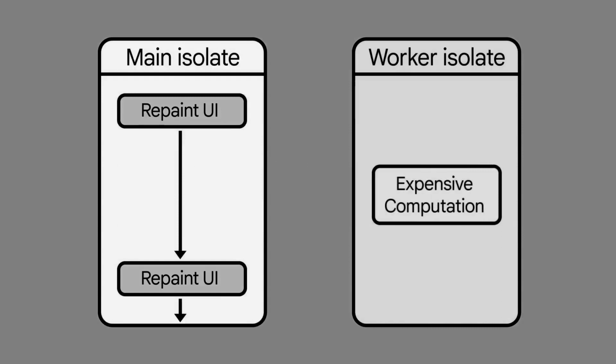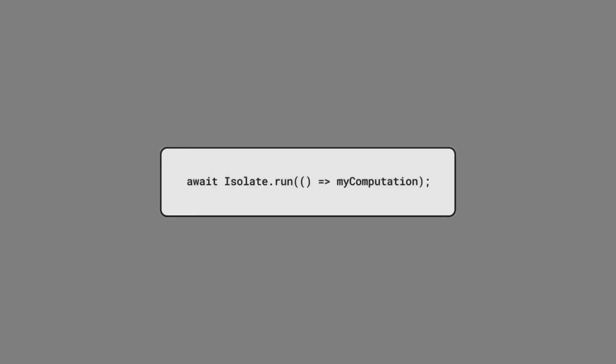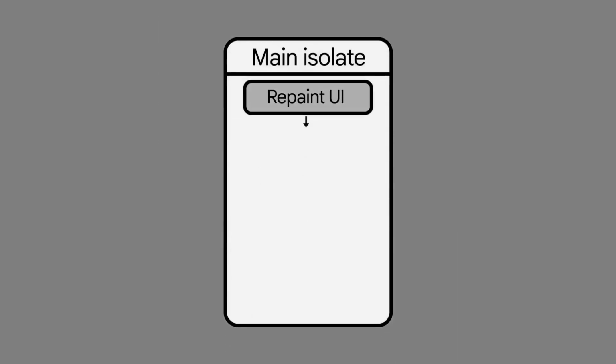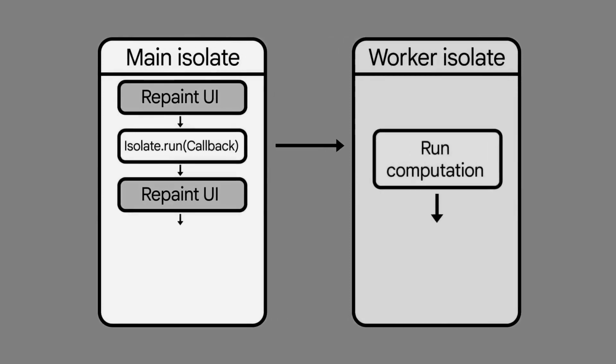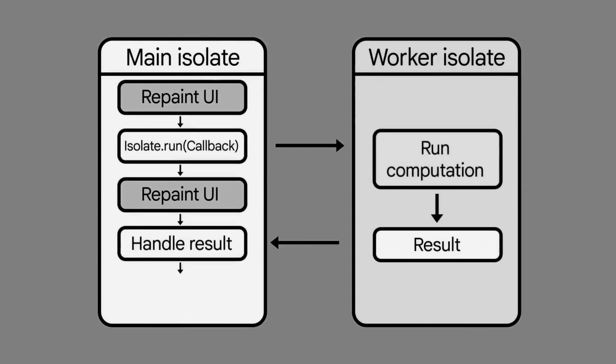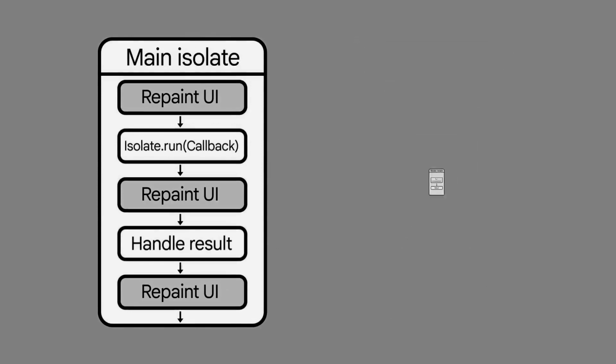Isolates can't share memory, they're isolated from each other. And the best way to work with isolates is by calling the static run method on the isolate class, because it simplifies the steps behind managing the worker isolates, and you usually don't need all that fine control anyway. The run method requires a callback function as an argument, and when you call the run method, it spawns a new isolate, runs the callback on the spawned isolate, returns the result to the main isolate, and finally terminates the isolate once the work is complete.